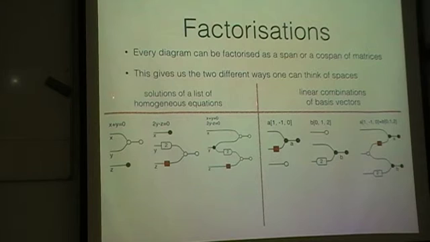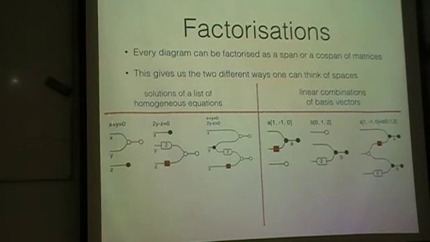And this is, of course, a well-known fact, but it's key to see this diagrammatically. So one can think of a linear space as the set of solutions of a list of homogeneous equations, or we can think of a linear space as all the possible linear combinations of a set of basis vectors. So let's have a look at some examples. These are some examples of spaces as solutions of homogeneous equations.